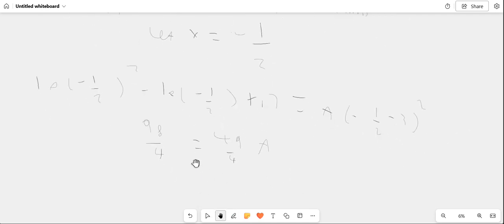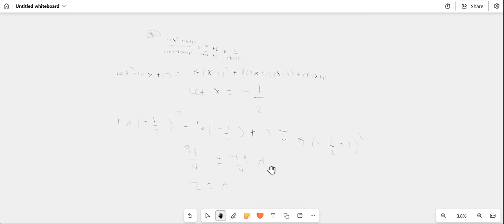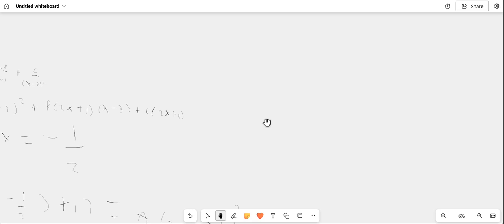As you can see, the 4 over 4 is going to cancel. It's going to be 98 over 49, which is obviously going to end up as 2. So 2 equals A. Now that we've got A and we've got B, let's let x equal 0, since we haven't used 0 yet. So let x equal 0.